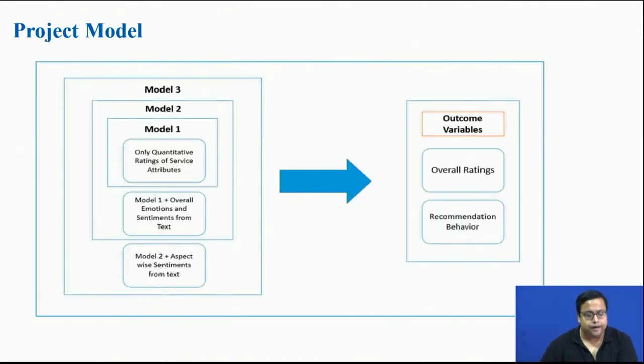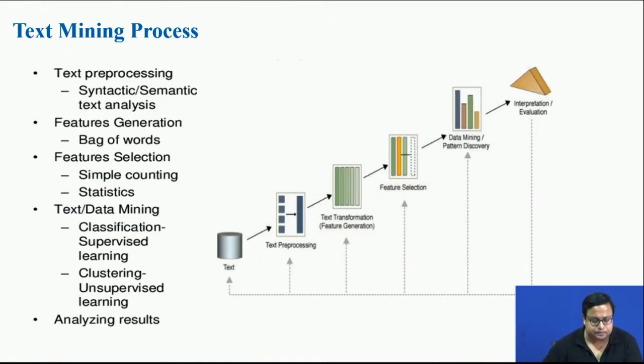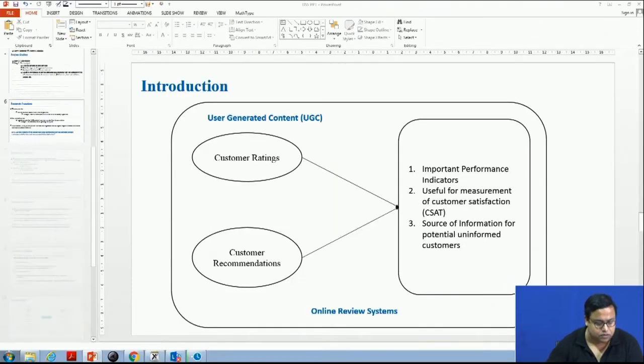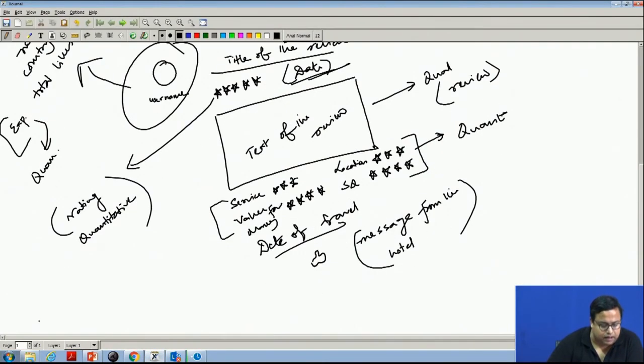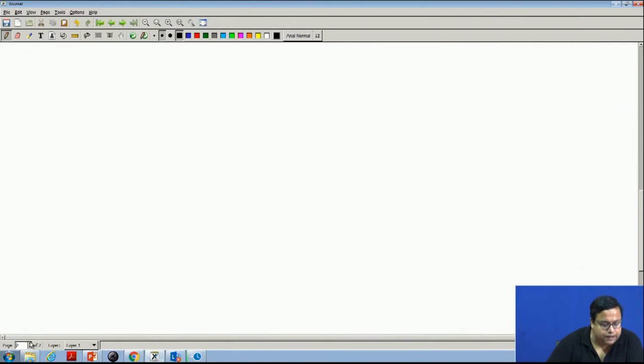So, let me just explain what I have done. This is the text mining process. We have done it initially. First we do text preprocessing. Then we do feature generation. This is something that is important. Let me just explain how I have done this. What I have done is I had the raw text.